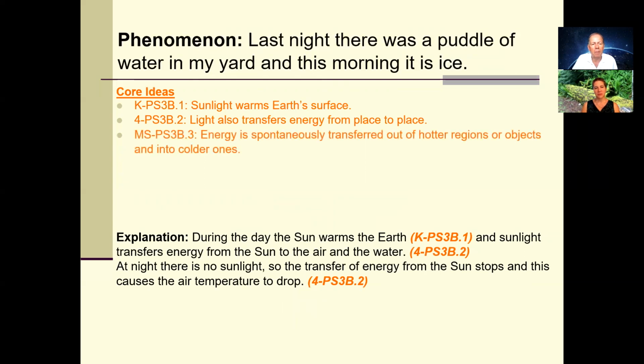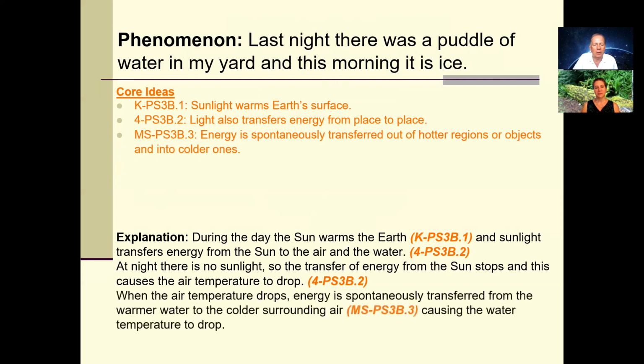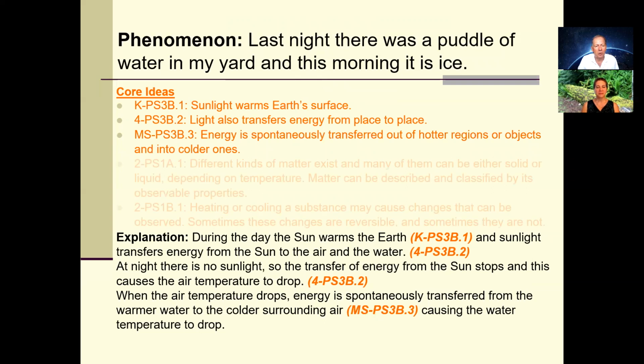Here's another idea. Energy can move from place to place, and it gets spontaneously transferred from a hotter area to a colder area. So in this case, we can use this core idea to understand that when the air temperature drops, the energy now moves spontaneously from the warmer water to the colder surrounding air. And that causes the water temperature to drop. All right, so what is the effect of the water temperature dropping?